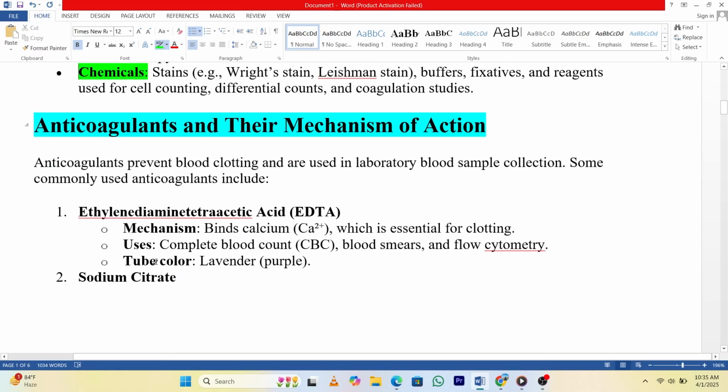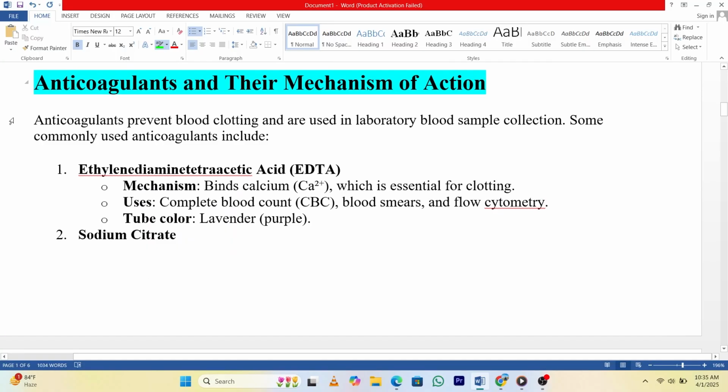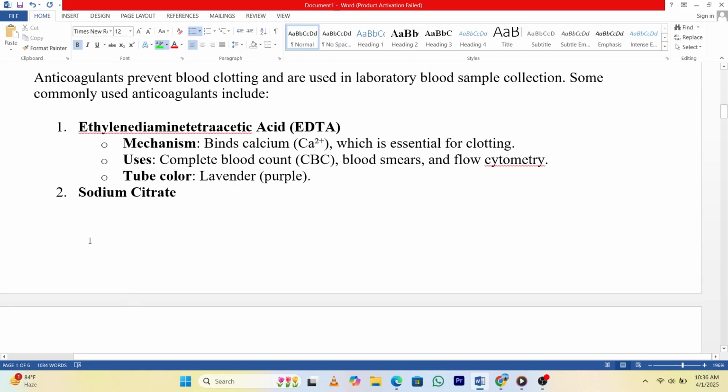Anticoagulants and their mechanism of action. Anticoagulants prevent blood clotting and are used in laboratory blood sample collection. Some commonly used anticoagulants include: 1. Ethylenediaminetetraacetic acid, EDTA. Mechanism: binds calcium, Ca2+, which is essential for clotting. Uses: complete blood count, CBC, blood smears, and flow cytometry. Tube color: lavender, purple.